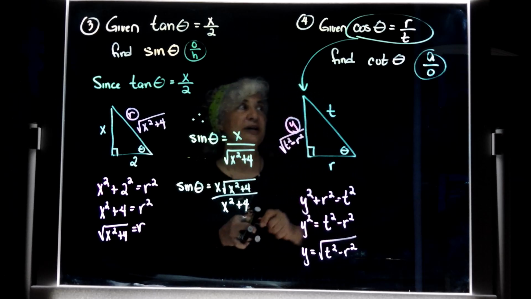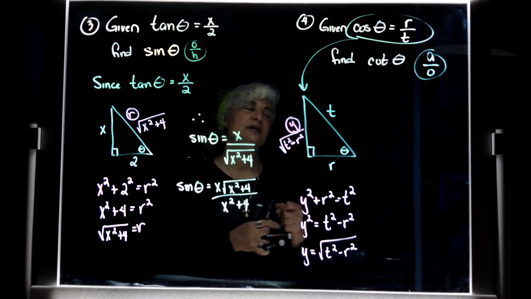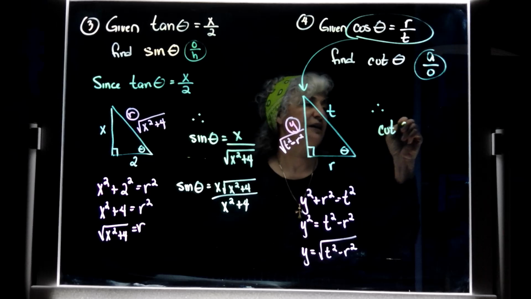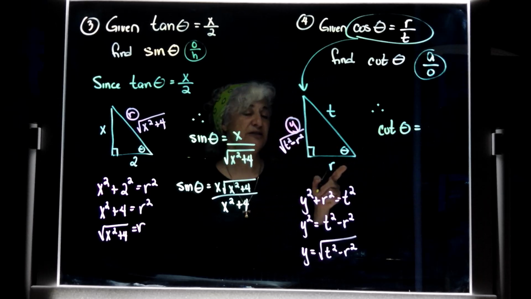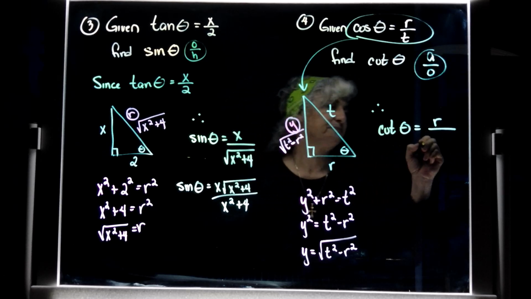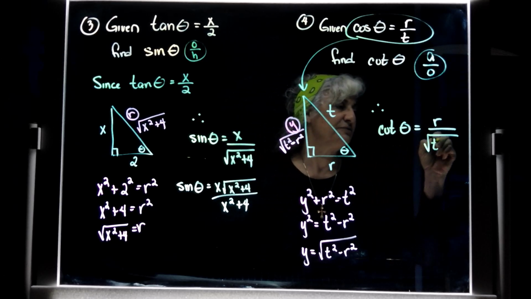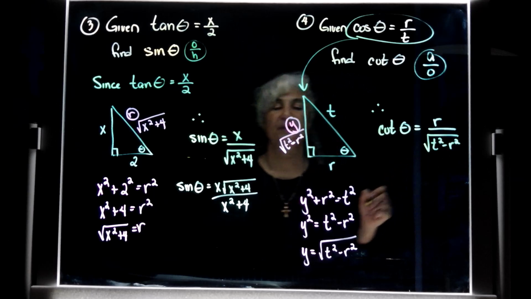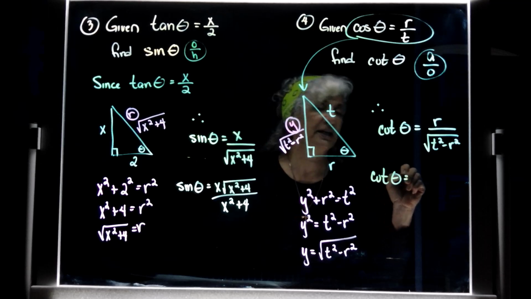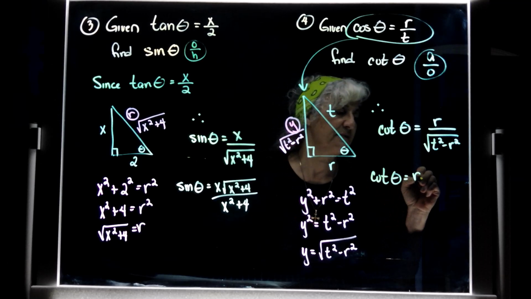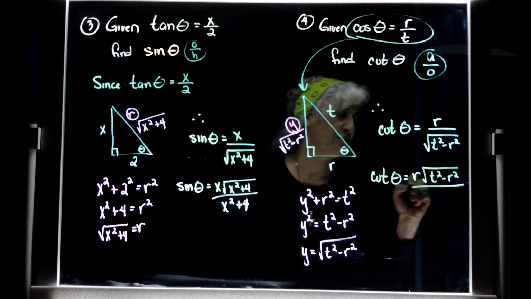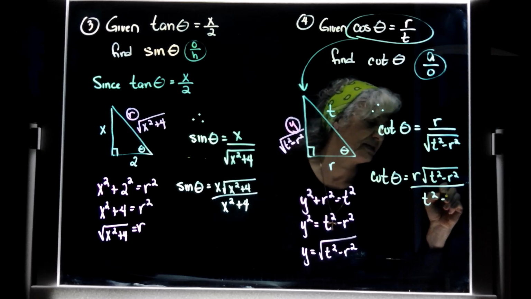All right, are we ready to find cotangent? So then, therefore, the cotangent of theta. How do you find cotangent? Adjacent over opposite. Wouldn't you know the radical would be in the bottom? You know what to do. What'd you get? R times the square root of t squared minus r squared all over t squared minus r squared.